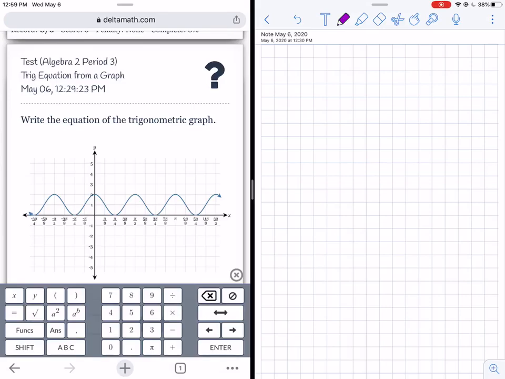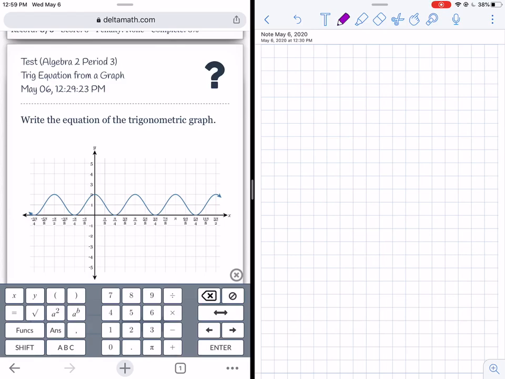Hi everyone, so for today we're going to continue to practice writing equations of trig graphs, and this is going to be our final topic for this unit. So just a little bit before we start, what the rest of this unit is going to look like, we are going to do a few days of review to really practice everything we've done in this unit, and then you guys will be taking a self-assessment.